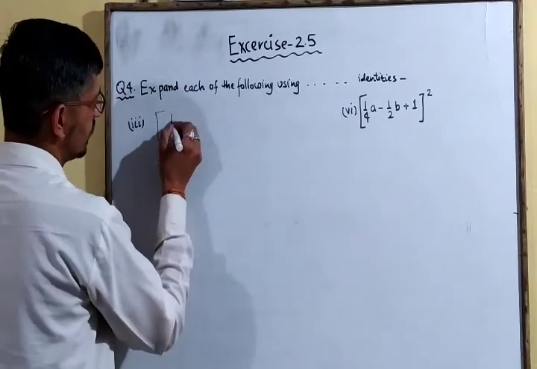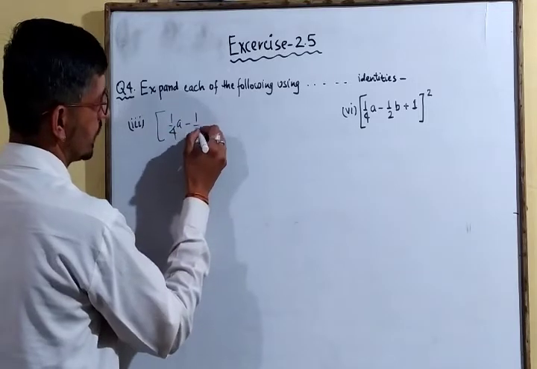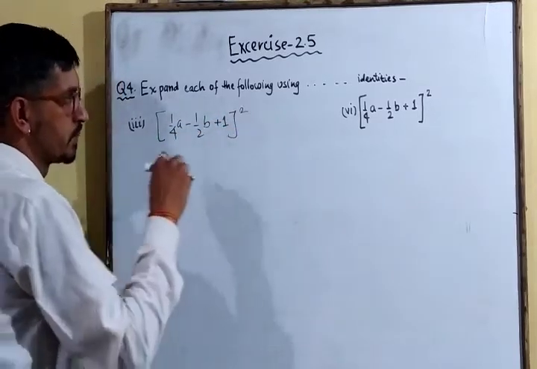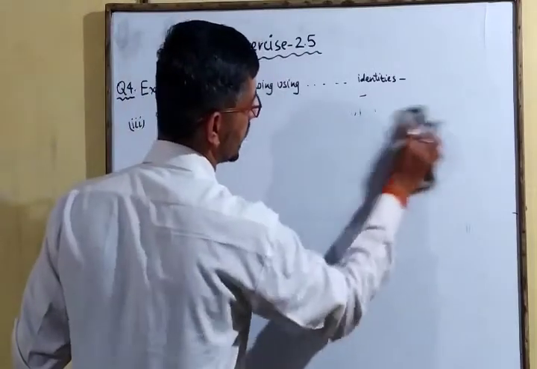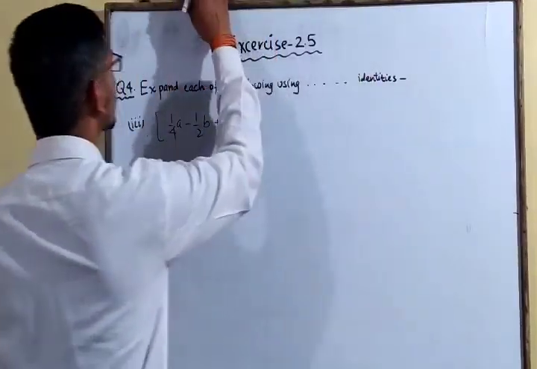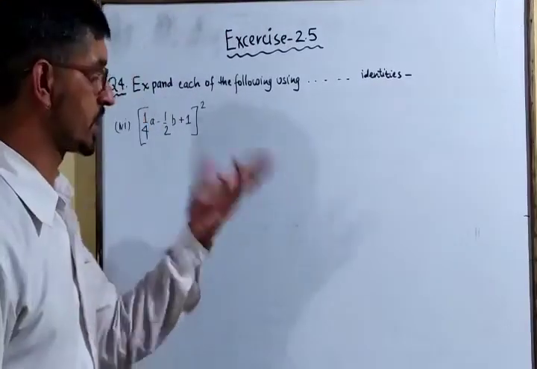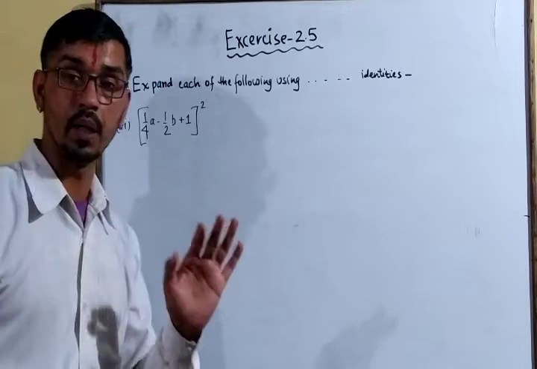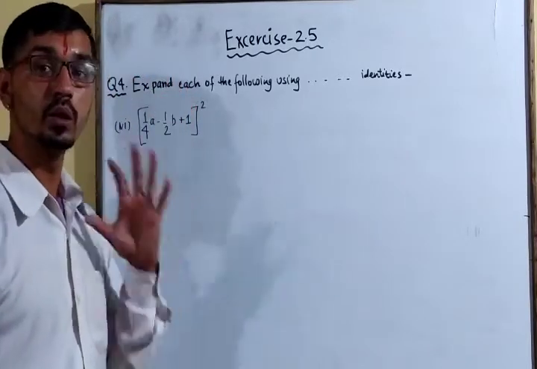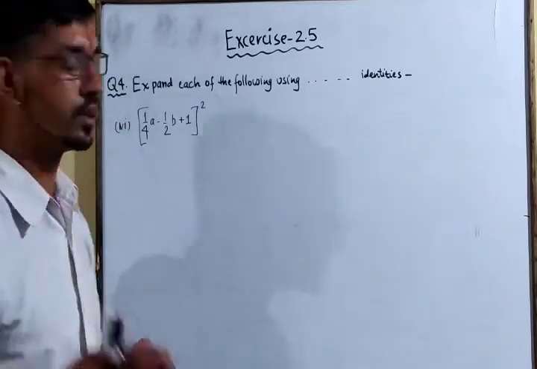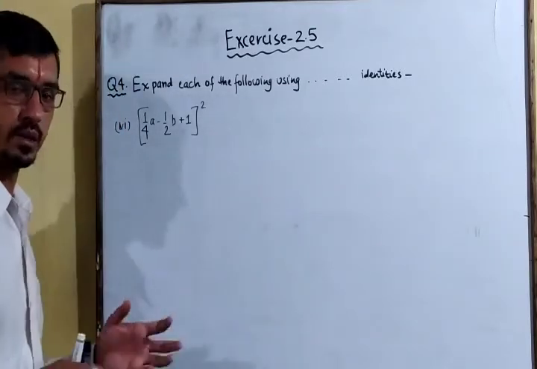It is (1/4a - 1/2b + 1) whole square. Now the question is this. Again, because of this question, I am just doing the third and the sixth part. You have to do the rest yourself, that means the first, the second, the fourth, the fifth. You have to do yourself, including these as well.